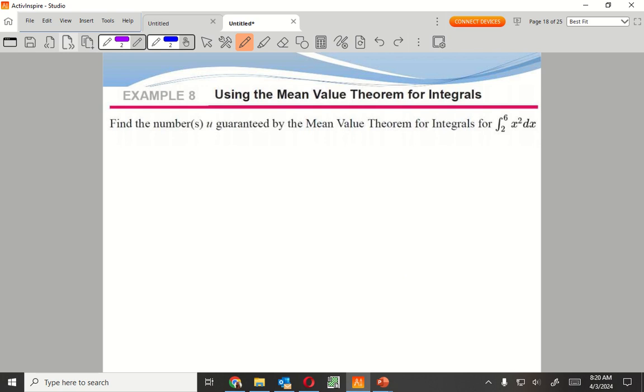Find the numbers guaranteed by the Mean Value Theorem for the integral from 2 to 6 of x squared dx. So I go from 2 to 6 of x squared dx, and I know that's going to be equal to some f of u, which is the value somewhere on there, times my b minus a, which is 6 minus 2.